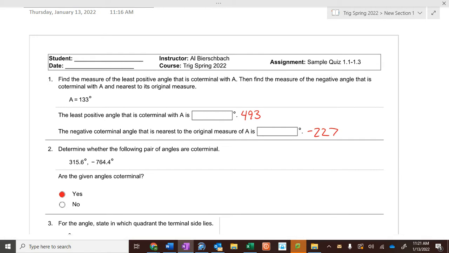Okay? So you just keep adding 360 to this one, or I suppose you could subtract 360 from this one and just keep going until they meet. If they don't meet, then they're not coterminal. If they meet, they're coterminal. Understand? Okay.